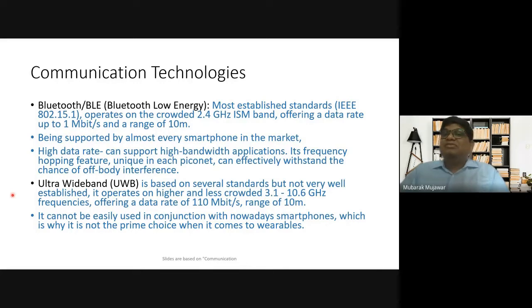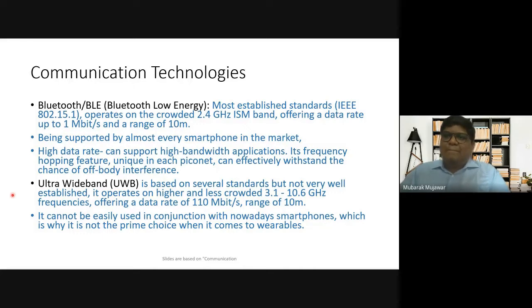The good thing is it has a very high data rate. So even if we have to communicate a big chunk of data, we can use that. Now we can also use ultra wideband, which is based on several standards, but none of the standards is well established. It operates on a frequency range of about 3.1 to 10 gigahertz. It's quite wide, and the data rate is very high, 110 megabits per second. And the range is similar to Bluetooth, which is 10 meters.